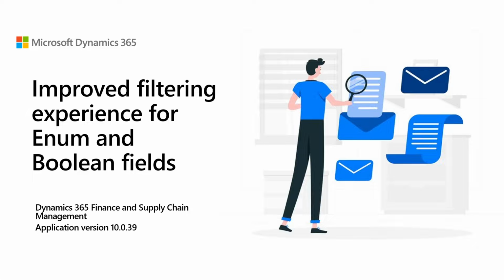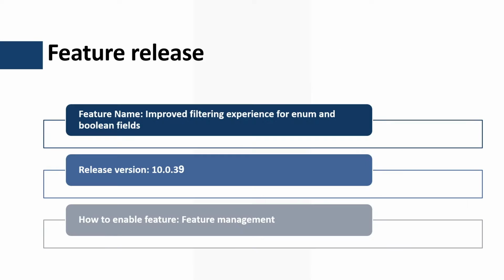Welcome. In this tutorial, we will explore the improved filtering experience for Enum and Boolean fields feature. This feature has been released in application version 10.0.39 and it's managed by the Feature Management Workspace.